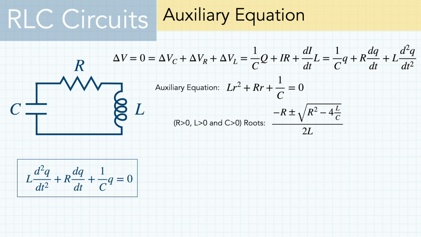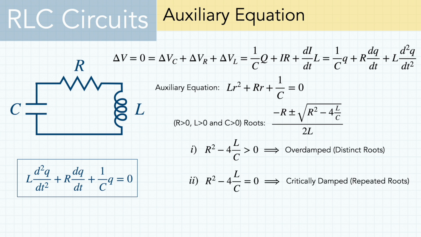Now, this one is a bit different from our previous scenario because this can produce three types of roots. First, we will have two distinct roots, which means that the plus and minus are going to produce two different numbers, if this expression is greater than 0. It will produce repeated roots if this expression is equal to 0, and it will produce complex roots if it's less than 0, the part inside the radical. So let's take it part by part.